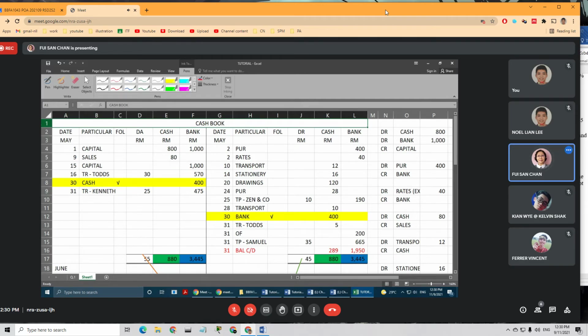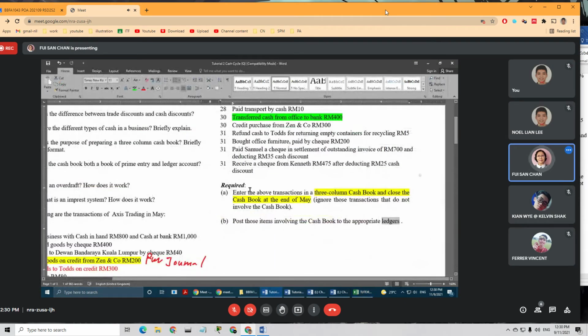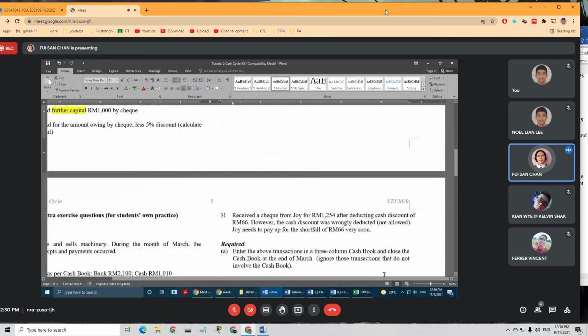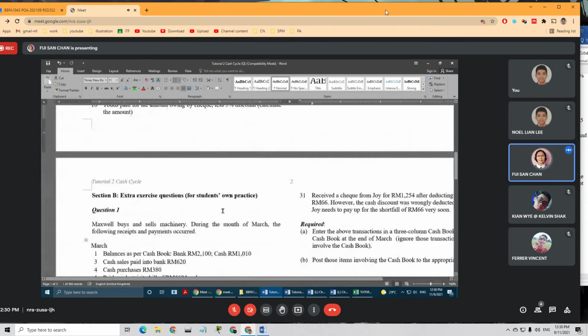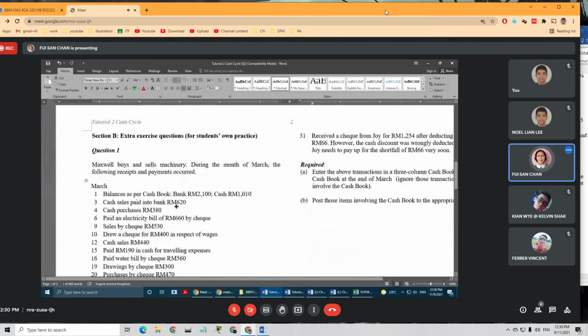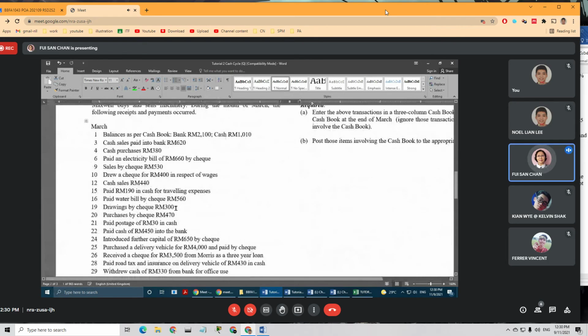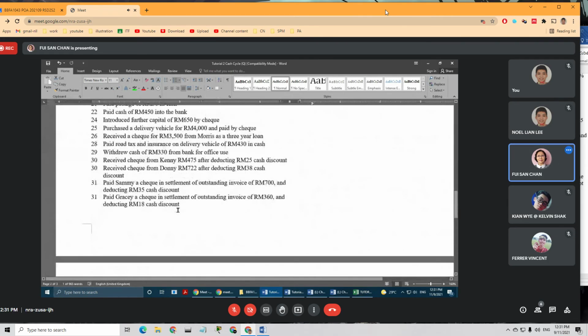Now, we don't have time already. So you can try, pause, to prepare the ledger. What I finished is part A. For part B, actually I showed you the journal, but can you please do the ledger? And then you go to your own practice, question 1 and question 2. It's the same as our question 4.